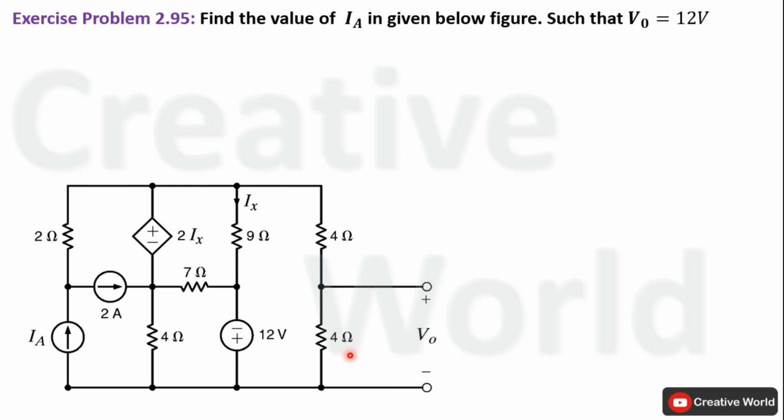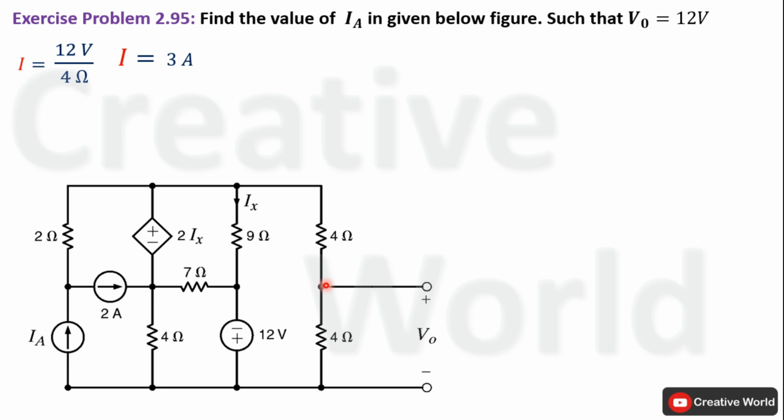First of all, we will calculate current through this 4 ohm resistance because value of voltage across it is known. So using Ohm's law, current through this resistance will be equal to 12 volt divided by 4 ohm. It will become 3 ampere. And the direction of current will be downward because in order to make this terminal positive, the current should enter from this terminal and leave from this terminal.